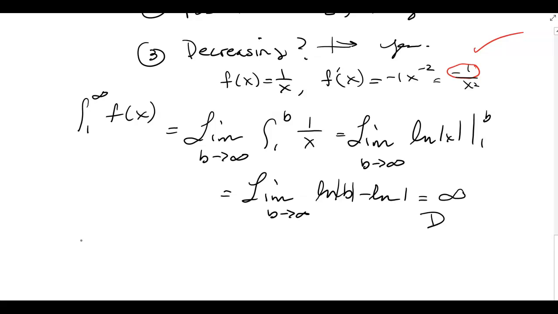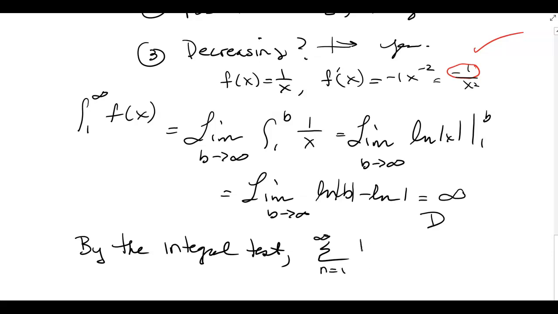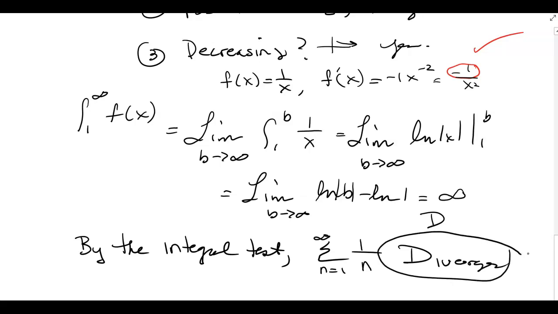So therefore, by the integral test, the summation n equaling 1 to infinity of 1 over n diverges. Okay?